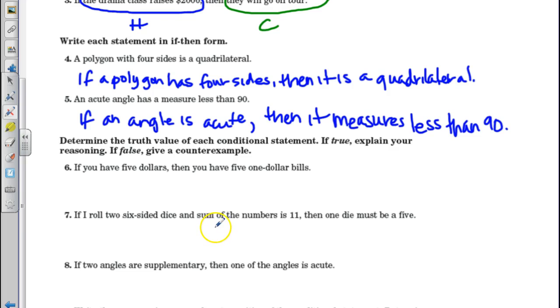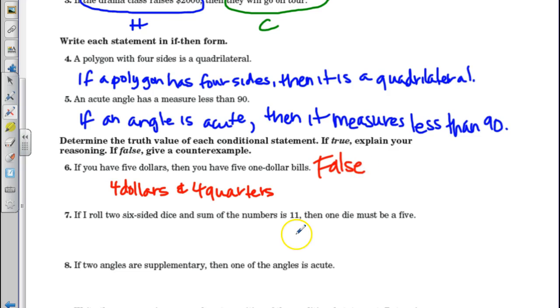Well, of course you can. You can have change, right? So you just need one counterexample. $4 and 4 quarters. So my answer is this is a false statement. I mean, it's a false conditional statement. That's the truth value. And my counterexample is I could have $4 and 4 quarters. That's still $5.